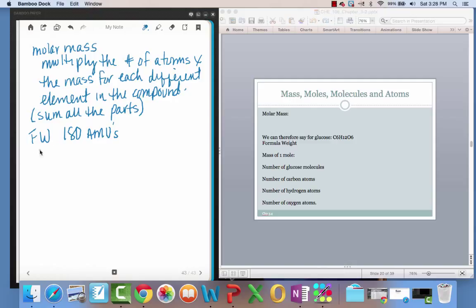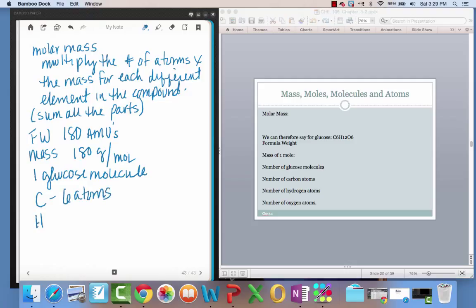Now when we do it, we're not rounding. Mass of 1 mole. The mass of 1 mole is 180 grams per mole. Number of glucose molecules. There is 1 glucose molecule. Number of carbon atoms. We have 6 atoms, hydrogen atoms, 12 atoms, and oxygen atoms, 6 atoms. Getting used to the terminology and what we can do with what we're given.